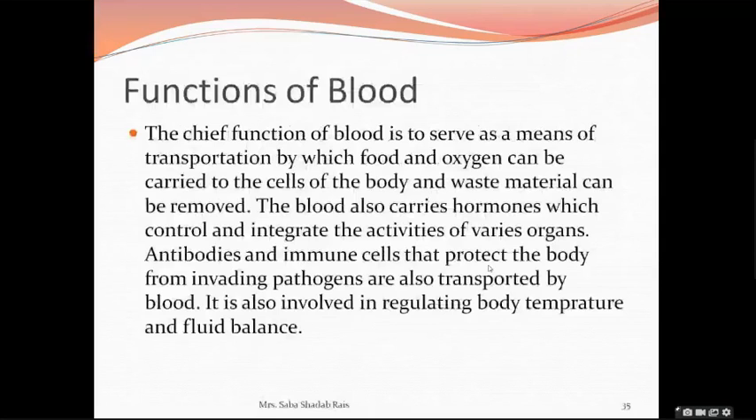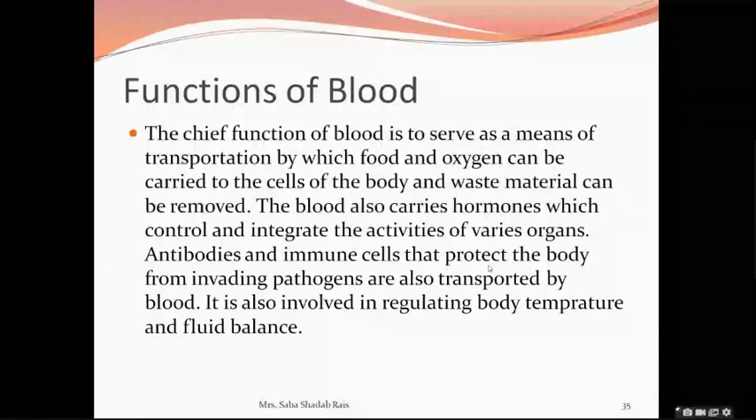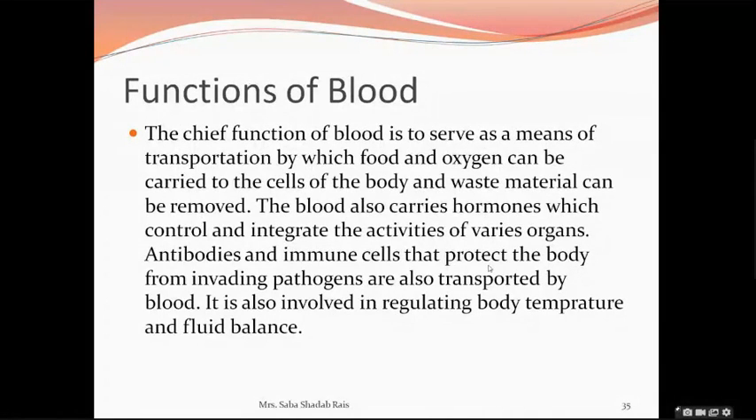Now let us discuss the function. Till now we have seen the components of the blood and we have already discussed that all the components are very important. The chief function of the blood is to serve as a means of transportation. Now what is it going to transport? It is going to transport food and oxygen. This will be given to each and every body cell. Not only this, it will carry out whatever waste is produced by the body cells, tissues, organs. So the chief function is transportation of food and oxygen and removal of waste.